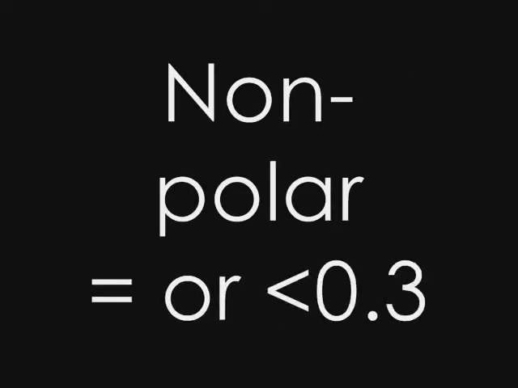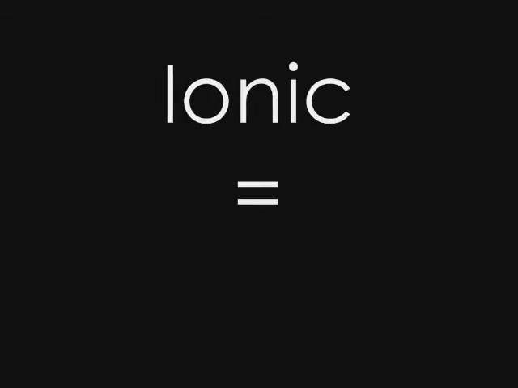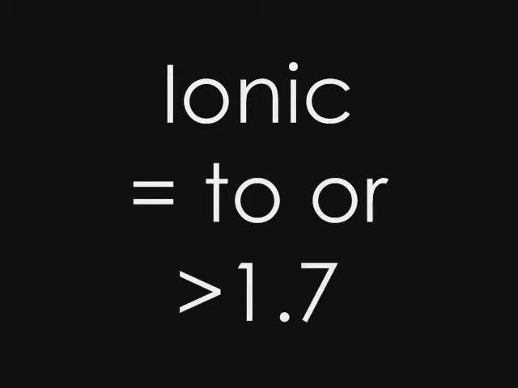If a bond is less than or equal to 0.3, it is nonpolar covalent. If it is between 0.3 and 1.7, it is polar covalent. Any bond greater than or equal to 1.7 is ionic.